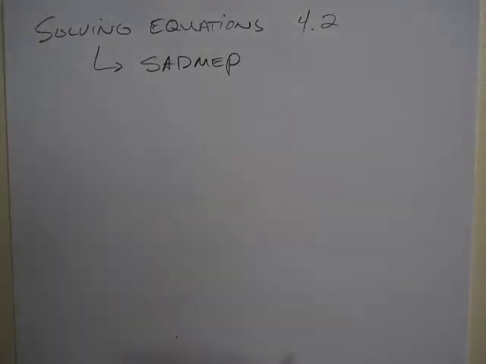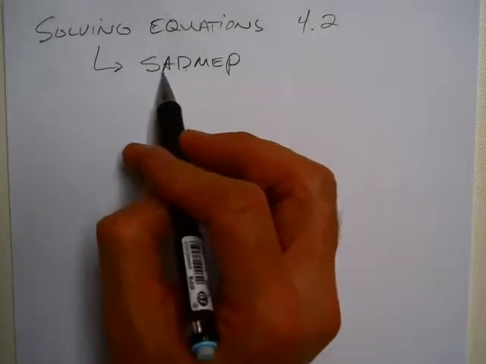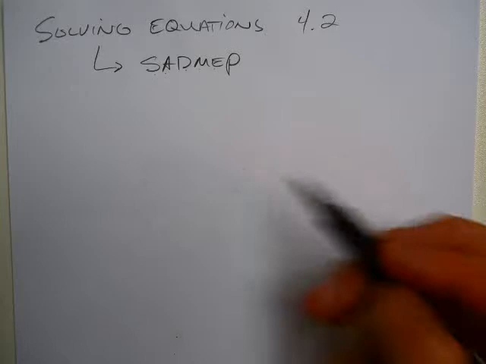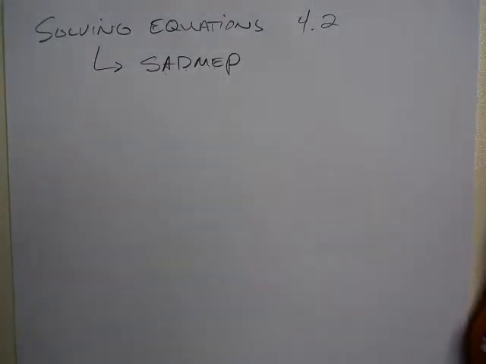It's please excuse my dear Aunt Sally backwards. Okay. SADMEP. Let's see. Sally, Aunt, dear, me, excuse, please. Right? All right.